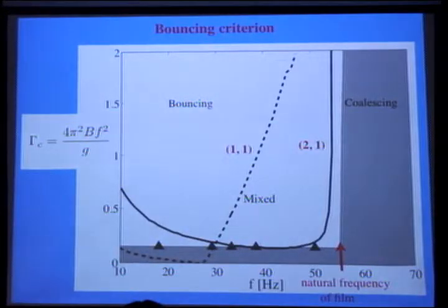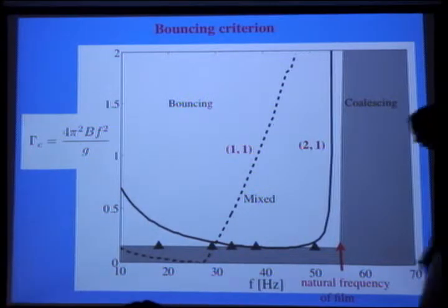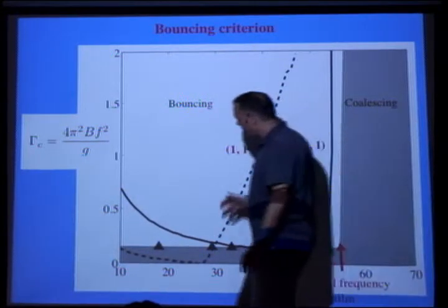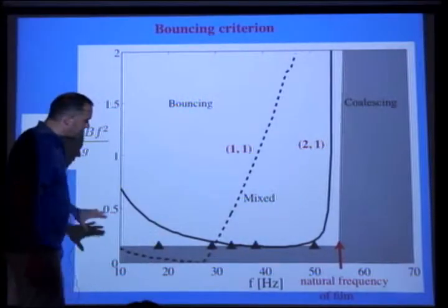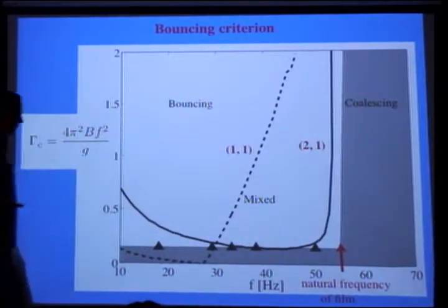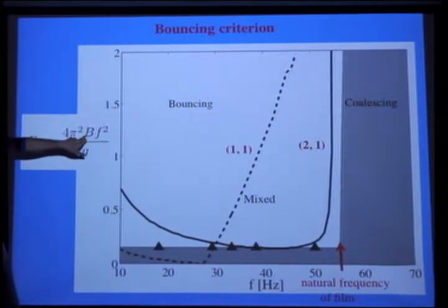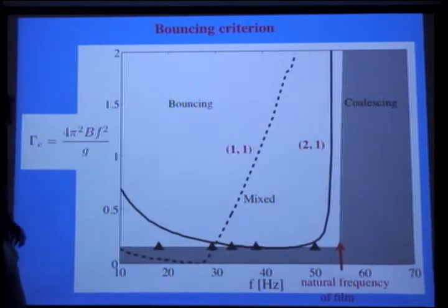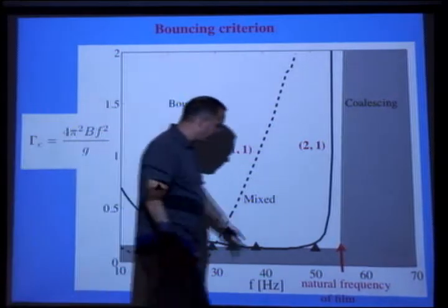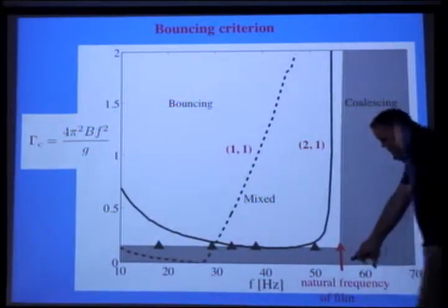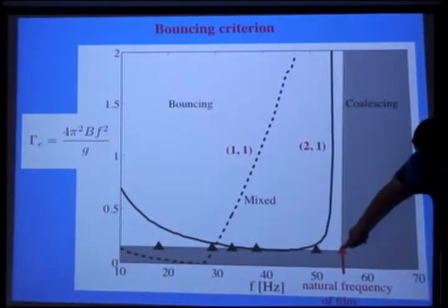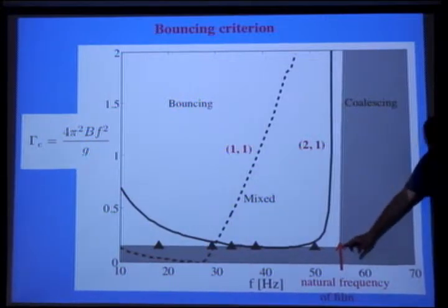So what do you see, crudely speaking? Let's look at the bouncing behavior as a function of the frequency of the film and the driving amplitude. So this is, again, the forcing acceleration divided by g. We see, first of all, that you don't get any action above the natural frequency of the film, which is around 55 hertz.